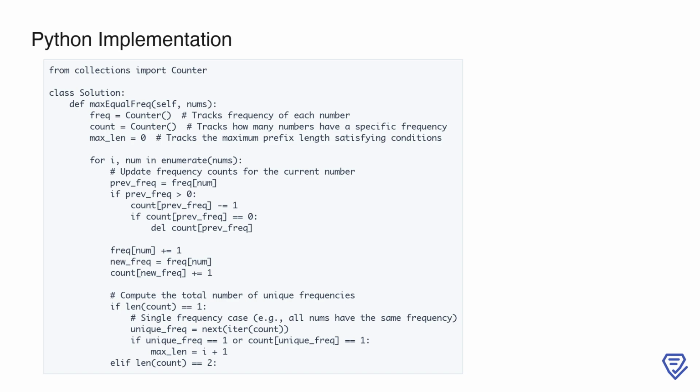If count has only one unique frequency, there are 2 possibilities to consider. Either all numbers have the same frequency, or all numbers except one share the same frequency of at least one. In both cases, the maximum prefix length is updated to the current index plus 1.